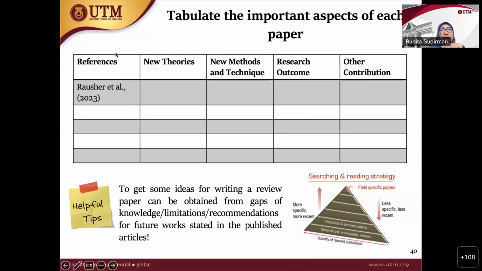Please don't have a column that describes the title of the paper. Please don't do that, okay? Just references with last name and year is enough. Because if they want to know the title of the paper, they will go to this reference. So you don't have to put the title, okay?